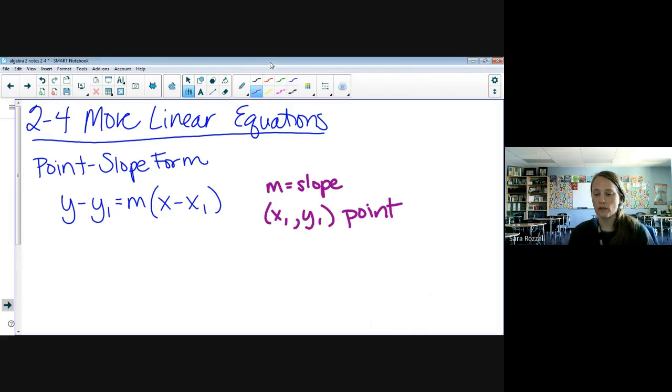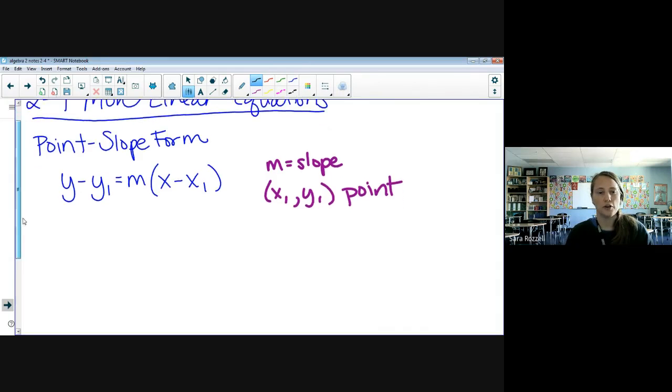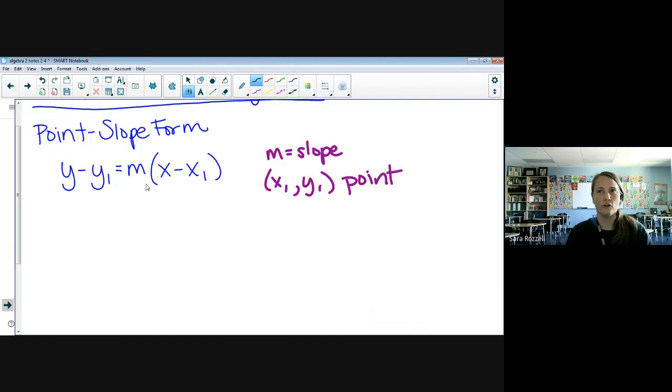So what we're going to do is we are going to write a couple things in point-slope form, and then I'll show you how easy it is to go from point-slope form into slope-intercept form. Sometimes you're asked to just stop in point-slope form, and if that's the case, those are the easier ones to do. You just have 2 more steps, and you're in slope-intercept.